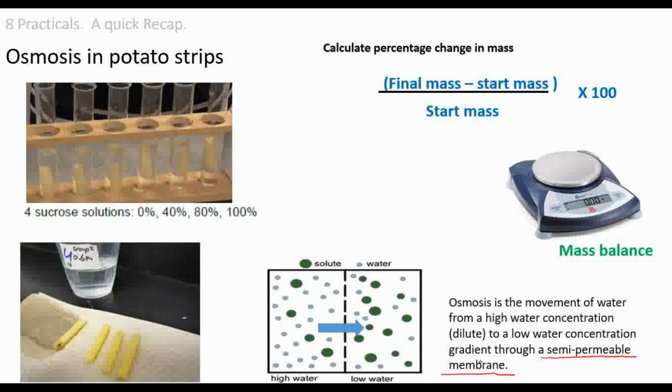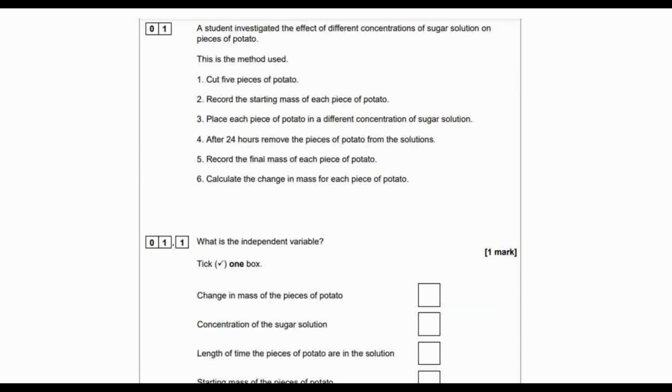Now, after you've looked at this practical and you've made your notes, it's good practice to then have a go at a question. So let's have a look. A student investigated the effect of different concentrations of sugar solution on pieces of potato. Here are all the steps. What is the independent variable? So remember, independent variable is what you are changing in the experiment, okay? And we are changing the concentration of the sugar solution. That's what we're changing, okay?